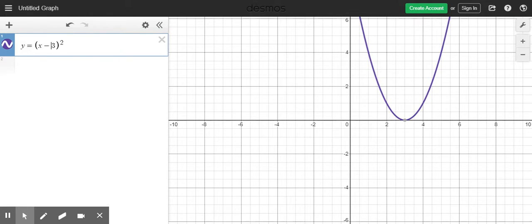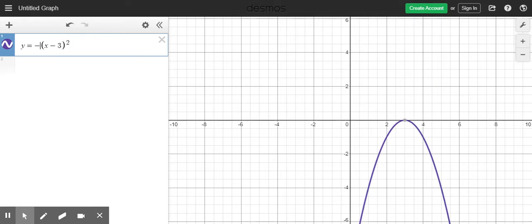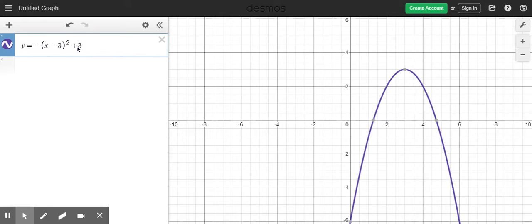And then if we put a negative on the front of it, that's a reflection across the x-axis. And if we added a value on the end, that is a vertical shift. So you can see our origin, or our vertex, went from 0, 0 to now it's at 3, 3. Okay, and so these transformations work on many classes of functions.